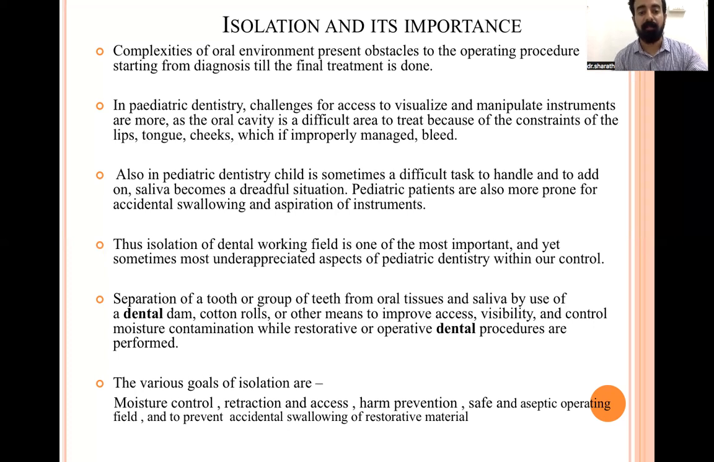Thus, isolation of dental working field is one of the most important and yet sometimes most underappreciated aspects of pediatric dentistry. Separation of a tooth or a group of tooth from oral tissues and saliva by use of a dental dam, cotton rolls, or other means to improve access, visibility, and control moisture contamination while restoration or operative dental procedures are performed. So, what are the goals of isolation?